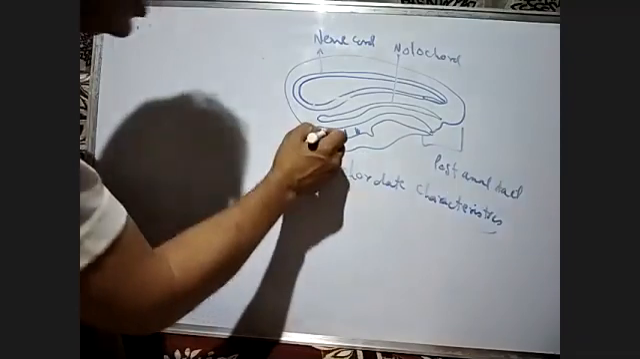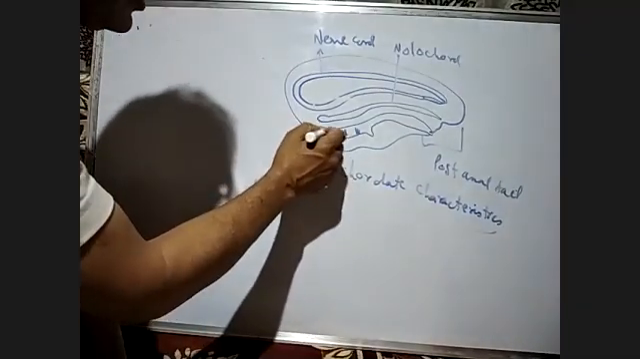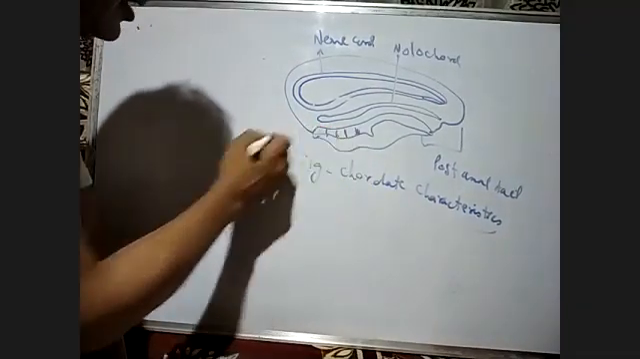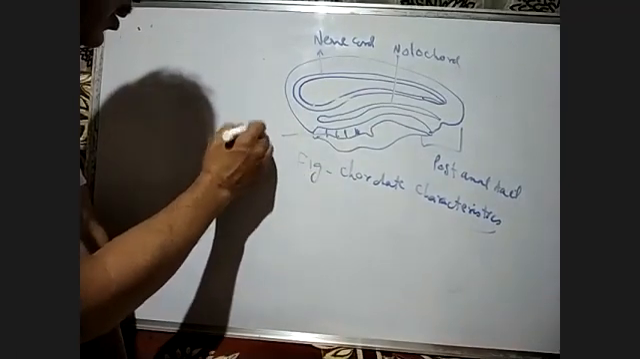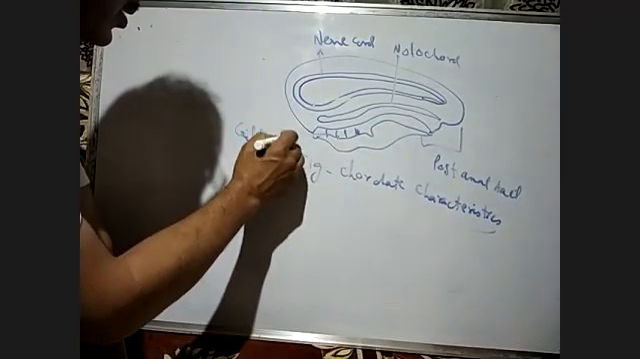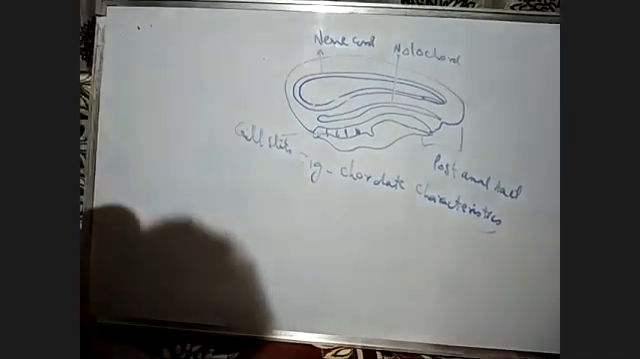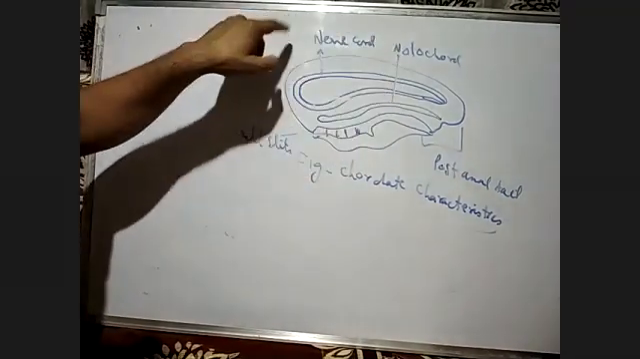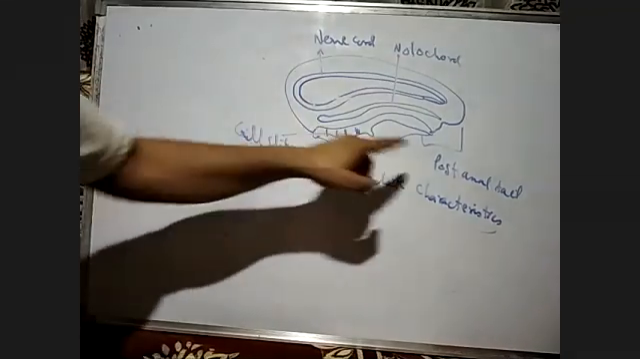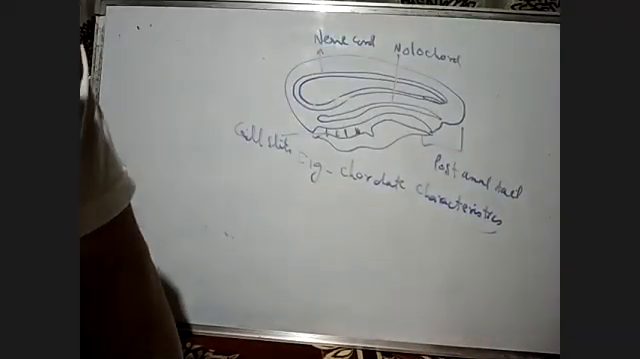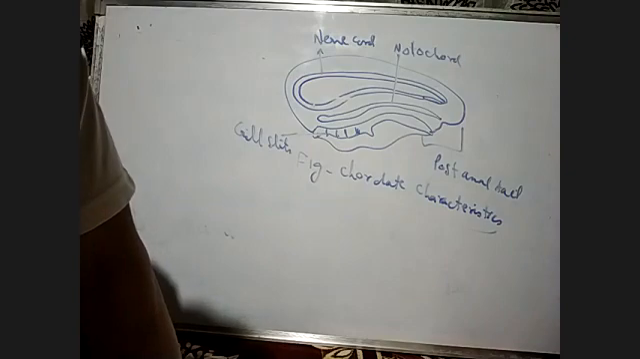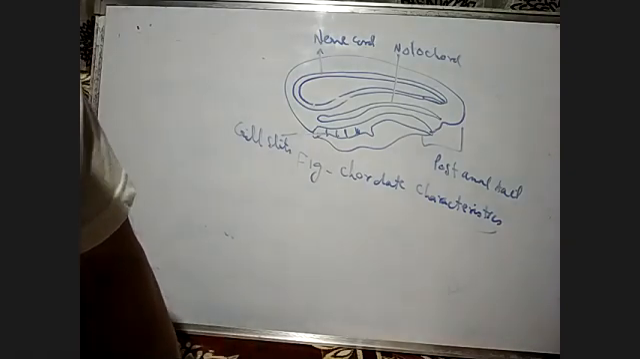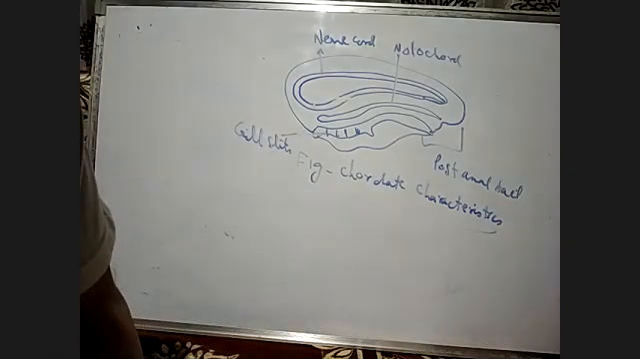We also have the gill slits. These structures are called the gill slits. So you see, they have the notochord, the nerve cord, the gill slits, and the post-anal tail. This is just an embryonic structure of the chordata.